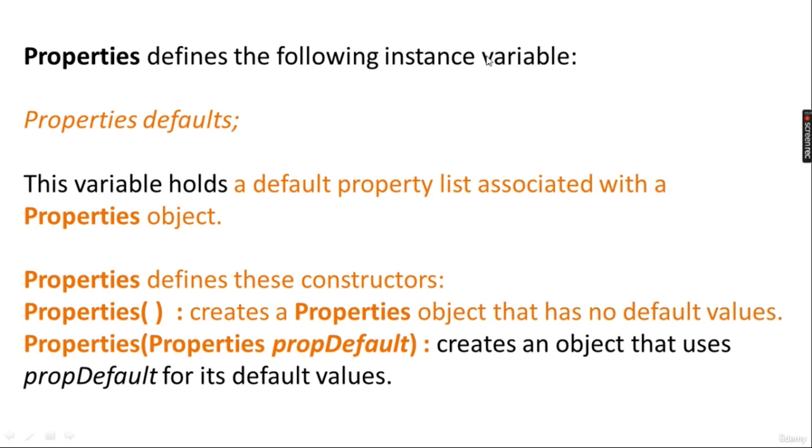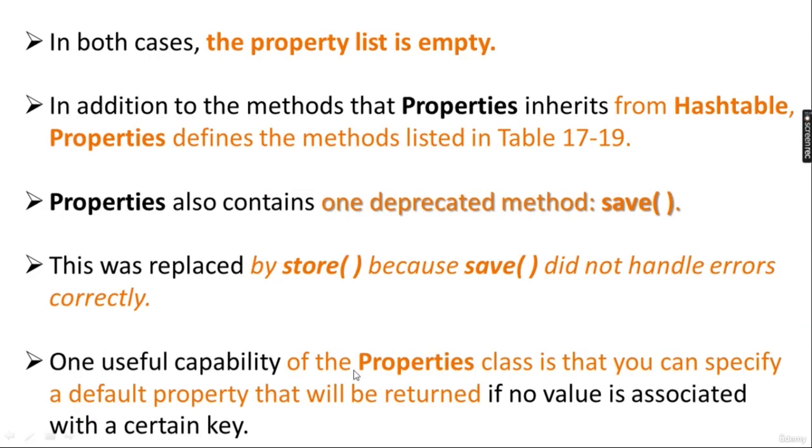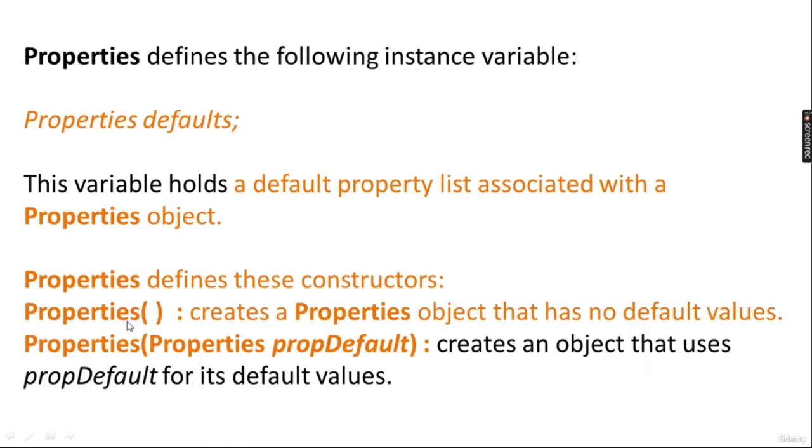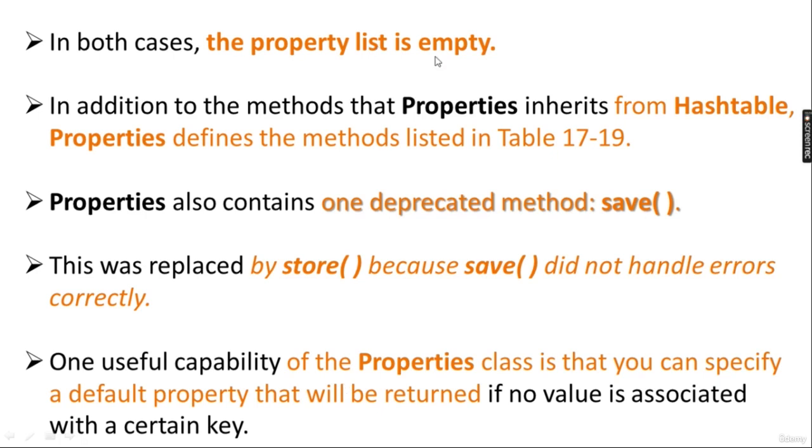So what is the instance variable defined by Properties? Properties defaults. The variable holds the default property list associated with the Properties object. So two constructors are there. Properties creates a Properties object that has no default values. Properties(Properties propDefault) creates an object that uses propDefault for its default values. In both cases the property list is empty.